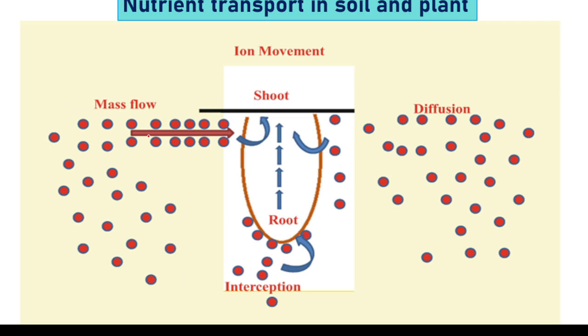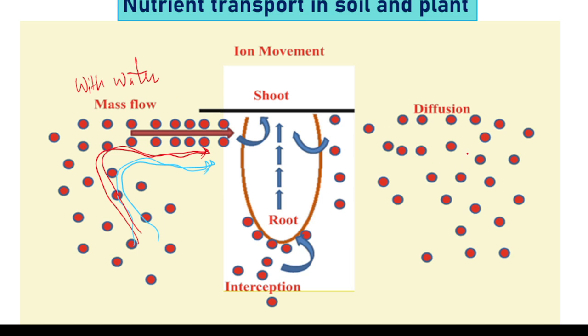See here, mass flow means they go with water. If the water is moving in this way, all the nutrients will also move in this way, with the water.